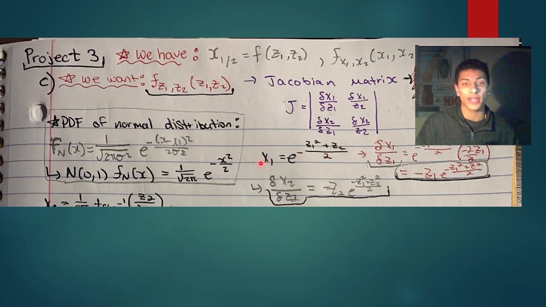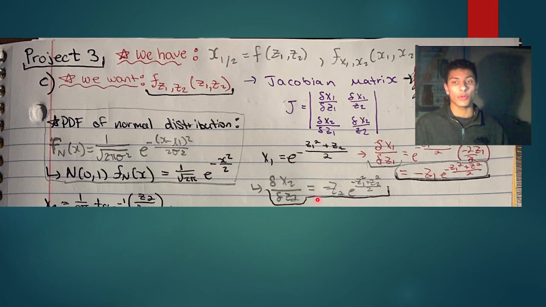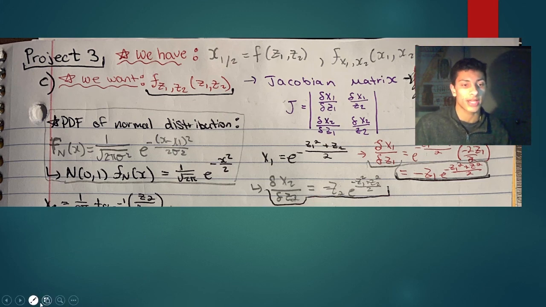So we start off by recalling our equation for x1 in terms of z2 and z1. And we find first the partial derivative of x1 with respect to z1, which is simple. We just take the partial derivative with respect to z1, and we are left with minus z1 times e to all of this, just because it is a simple partial derivative where we have e to the k, which is going to be equal to e to the k times k.